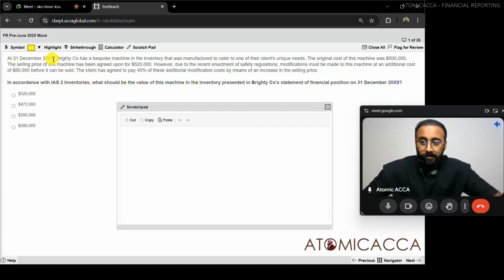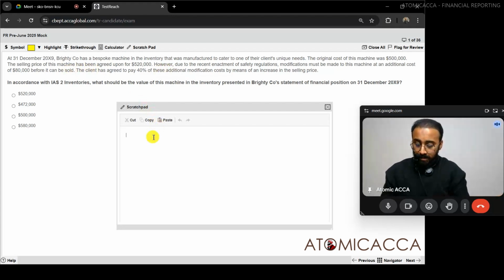At 31st December X9, Brighty Company has a bespoke machine in the inventory that was manufactured to cater to one of their clients' unique needs. The original cost of the machine was 500,000. Okay, some numbers are coming up. We'll just write this. Question number 1. Original cost of the machine was 500,000. Then the selling price of the machine has been agreed upon at 520,000. So sale price is 520,000.